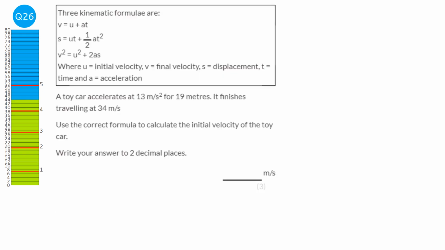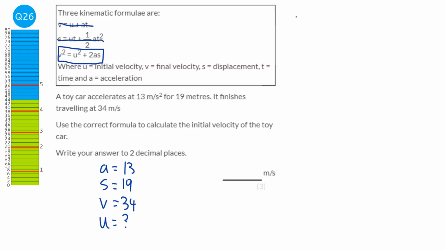So let's look through this question to see what information we're given and what information we're looking for. So we're given the acceleration is 13 meters per second squared. We're also given the distance is 19, and we're also given the end velocity, which is v, is 34. And we're looking for the initial velocity. So which of these formulae include a, s, v and u? That's got a t in it, that's got a t in it, so it's going to be this one here.